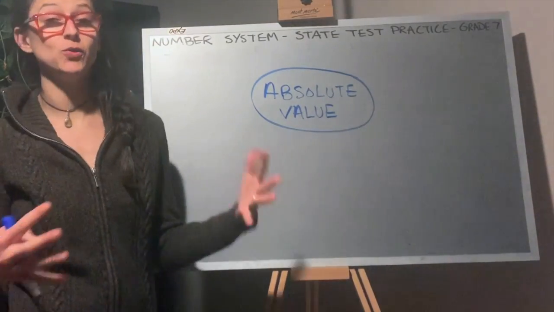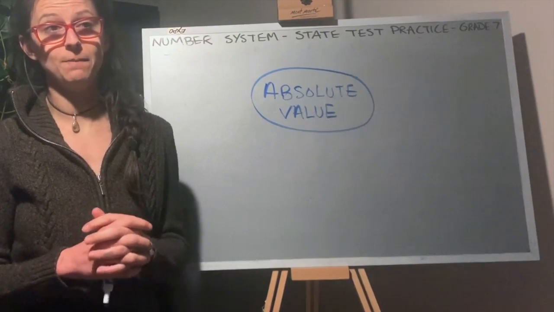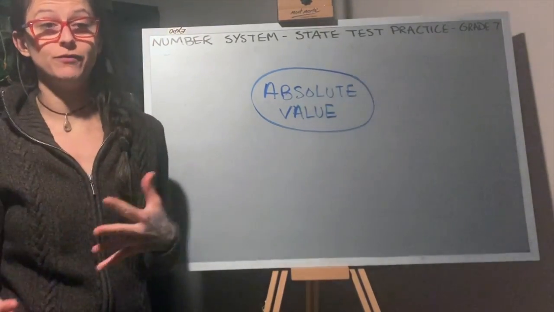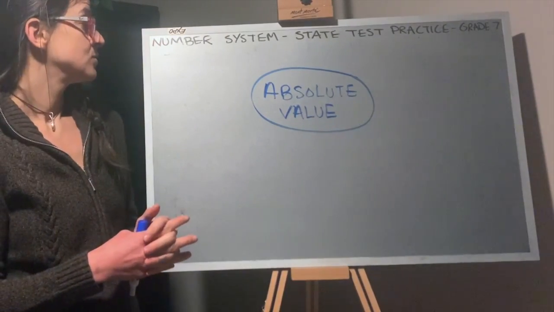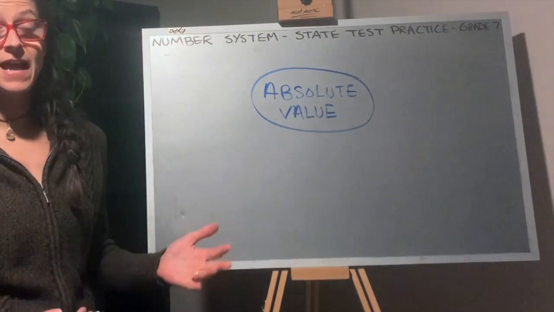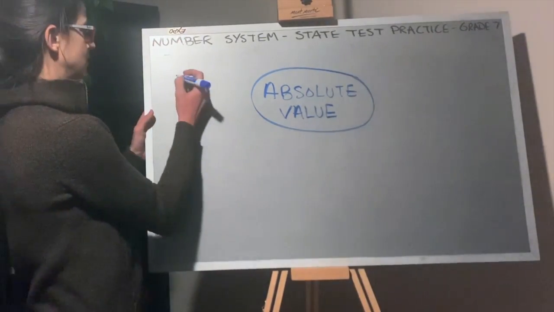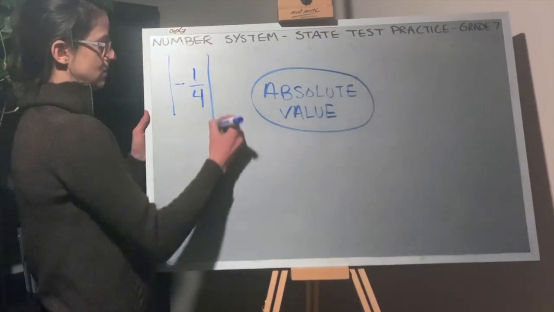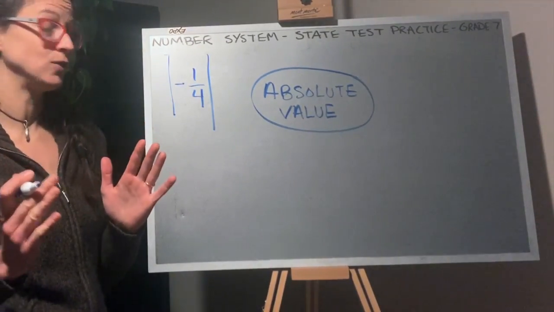We use absolute value often in 7th grade math when we are adding and subtracting numbers with different signs. So let's look at an example. What is the absolute value of negative 1/4? The vertical bars are the absolute value symbol.